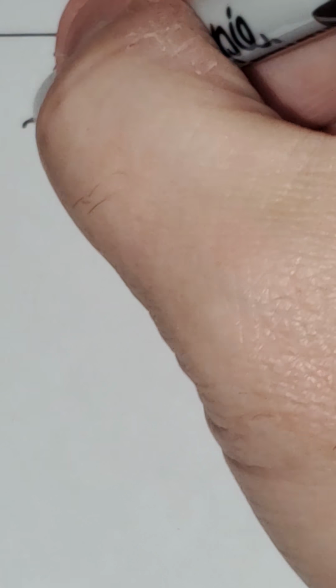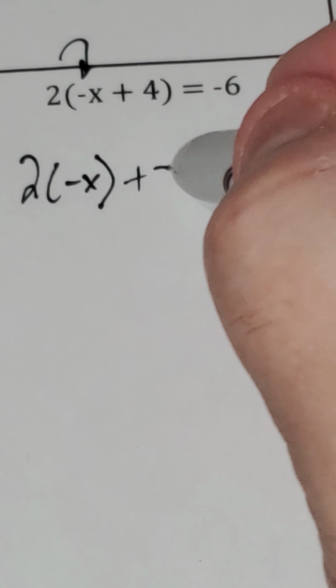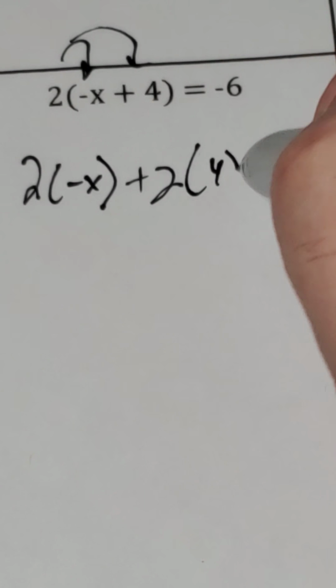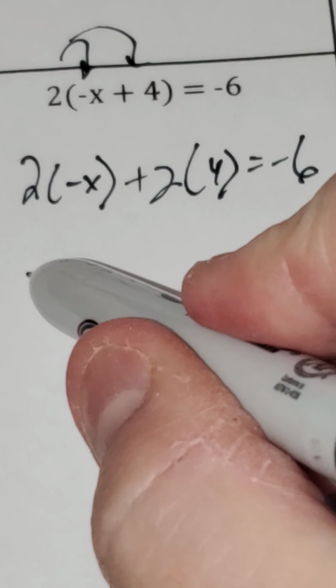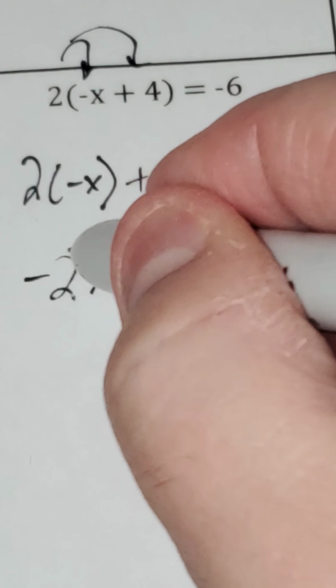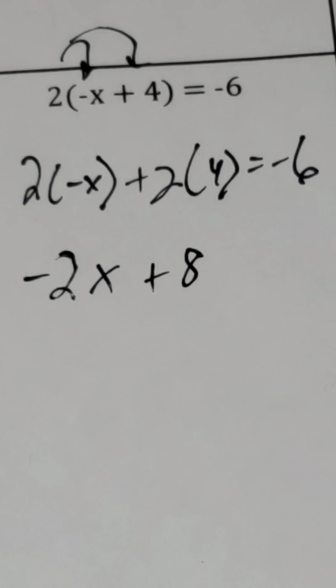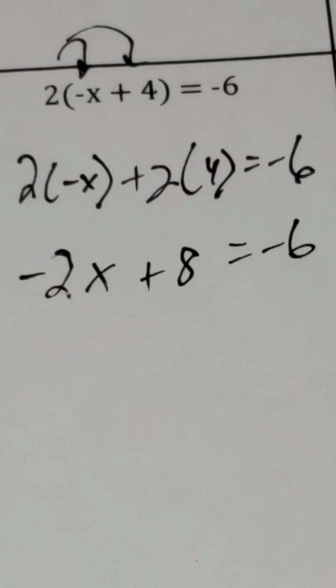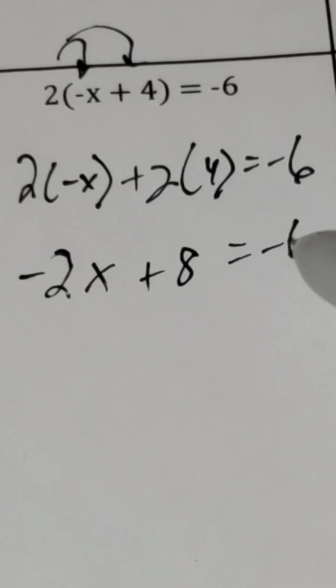All right, I hope you stopped the video, and now I'm going to go ahead and continue with working out this key. We have 2 times -x, and then a +2 again, times a +4. This all equals -6. Positive times a negative gives us a -2x. Positive times a positive gives us a +8, because 2 times 4 is 8. That equals -6. Again, this has an x, this does not. This is just a number. This is just a number.